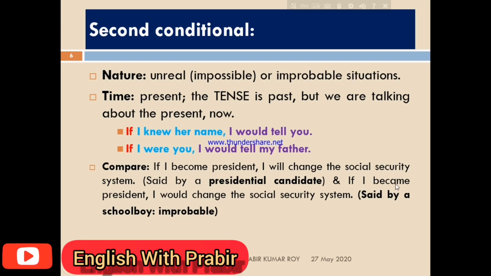Okay, look at the sentence. If I became president, I would change the social security system. This is told by a schoolboy. It is totally impossible. So that is called second conditional, and that is why second conditional is also called unreal conditional, and first conditional is called real conditional. Okay, the structure is if plus past simple. This is the structure of the subordinate clause, and in the principal clause you have to use would, could, or might, whatever you like. And remember that after would, could, or might, always use the base form of the verb.